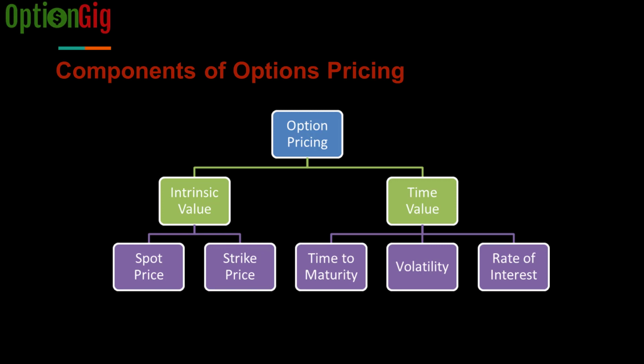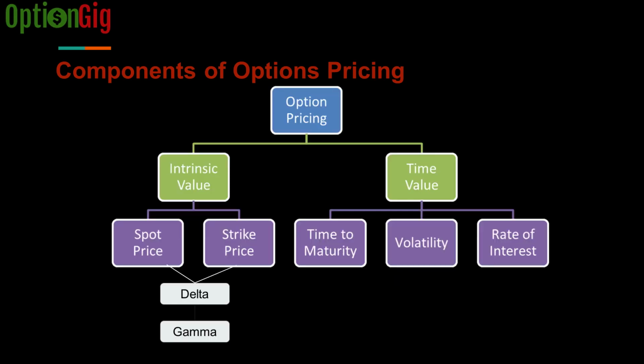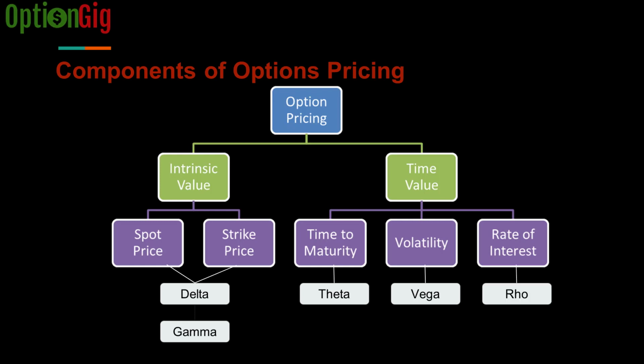Now, this is how the Greeks are related to the various components of option pricing. Delta is related to the spot price and the strike price, and so is the gamma. Impact of time to maturity is known by the value of theta. The impact of change in volatility can be measured by Vega, and the impact of change in rate of interest can be measured by the Greek called rho.